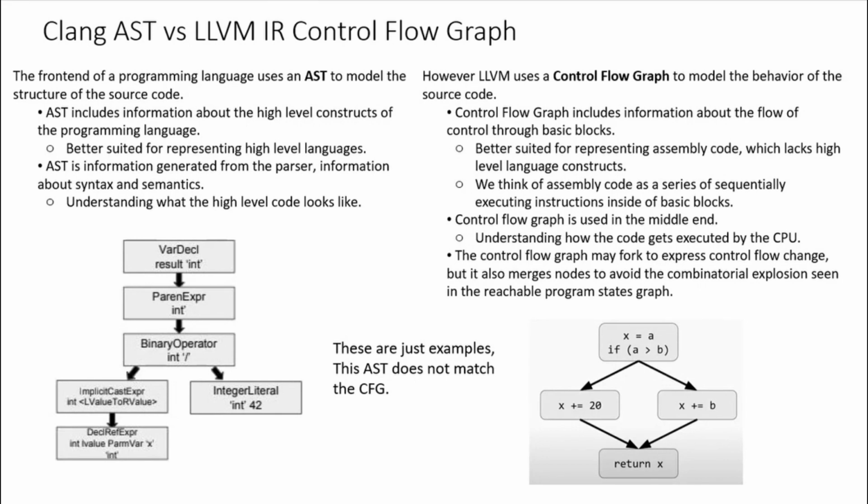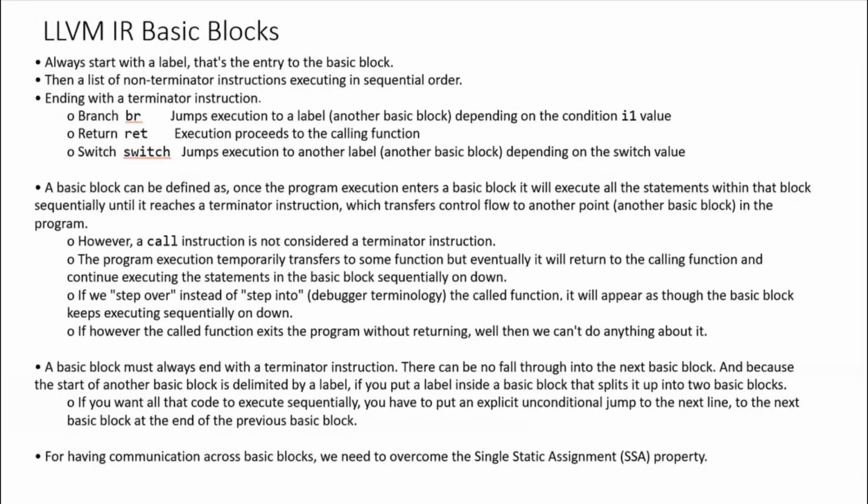The control flow graph is used in the middle end and in the back end also. So it's used for understanding how the code gets executed by the CPU and which basic blocks of instructions execute in what order. And the control flow graph, as you see in the diagram, may also fork to express a control flow change, but it also merges nodes. For example, this will be a phi node, which we will get into somewhat later.